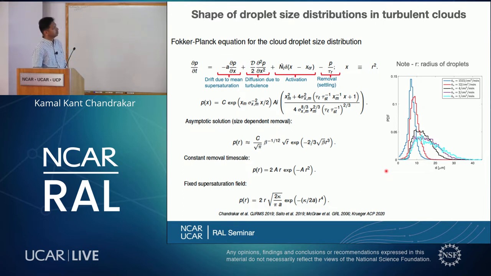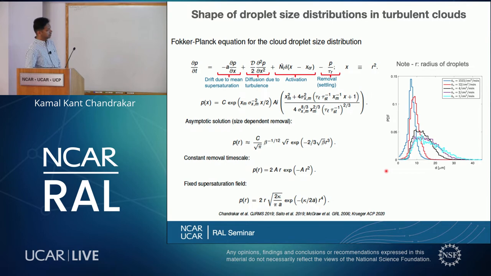So this tau r, the removal time scale, is a function of droplet size. With the assumption of Stokes removal, we obtain a steady state solution of this Fokker-Planck equation, and that looks like this. It is an exponential multiplied by an Airy function. Now, to compare this complex form of particle size distribution with the measurement, we obtain an asymptotic solution by considering only larger size particles, and that gives basically exponential of r cubed. Similarly, we obtain another distribution by assuming a fixed removal time scale, and that gives a Weibull distribution with shape factor 2.